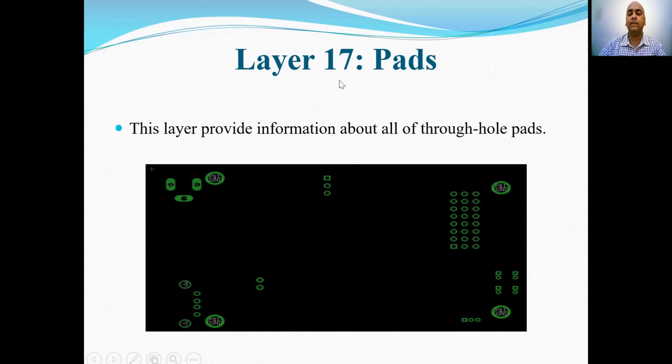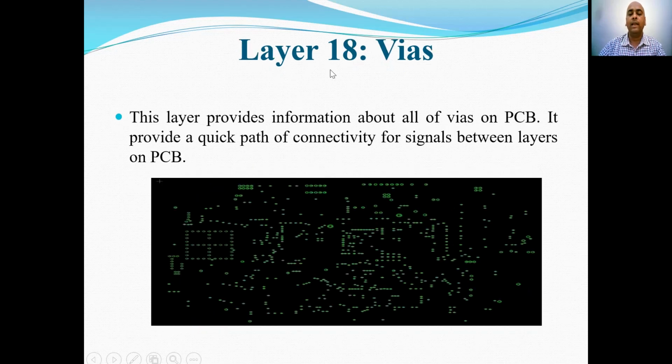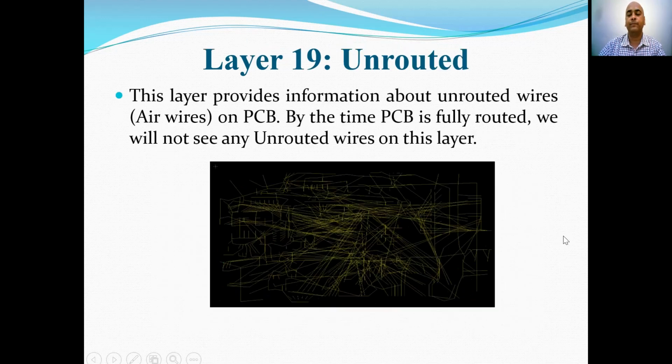Layer 17 is related to pads. This layer provides information about all of the through hole pads. Layer 18 is related to vias. This layer provides information about all of the vias on the PCB. It provides a quick path of connectivity for signals between layers on the PCB.